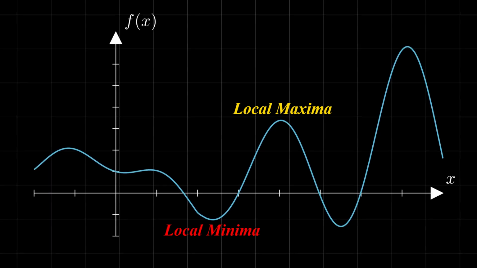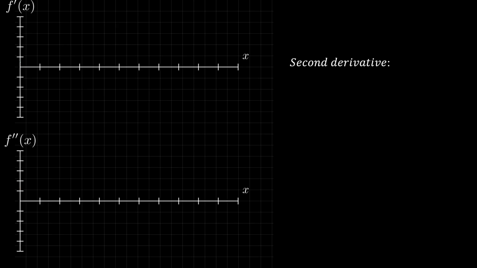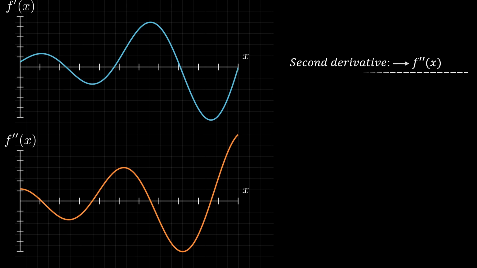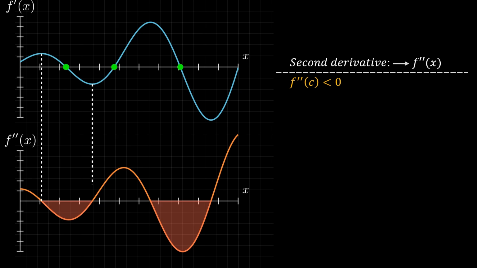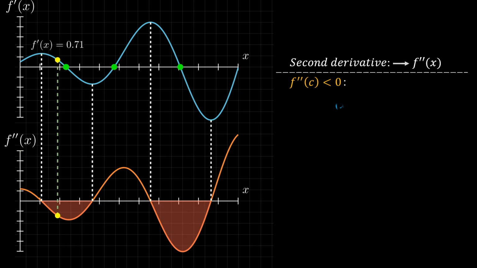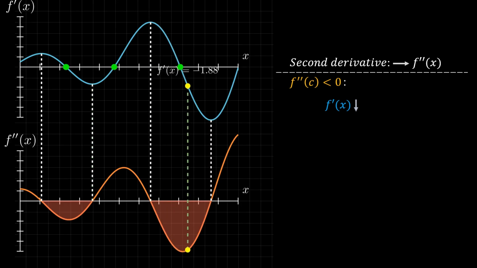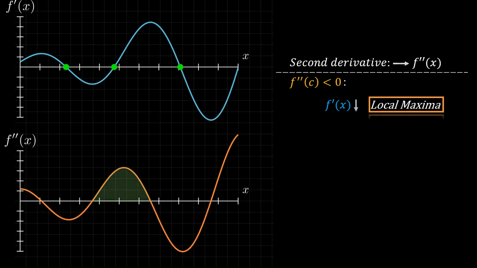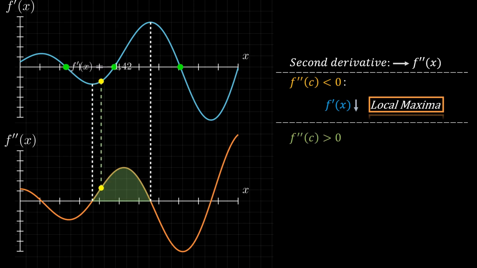This rate of change of the derivative is called the second derivative, and we read it as f double prime. As we can see from the plots, if the value of this second derivative is less than 0 at the critical point, then f dash of x is of decreasing nature, or we can say that the function is at a local maximum. Similarly, if the value of the second derivative is greater than 0 at the critical point, then the function's derivative is of increasing nature, and we can say that the function is at a local minimum.